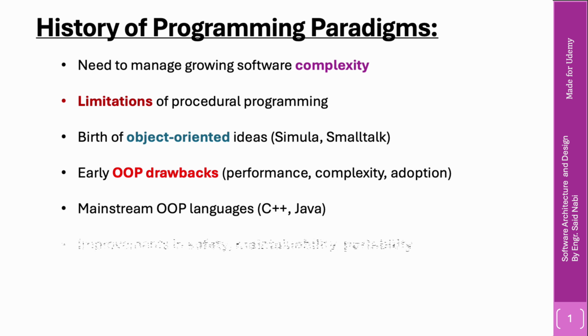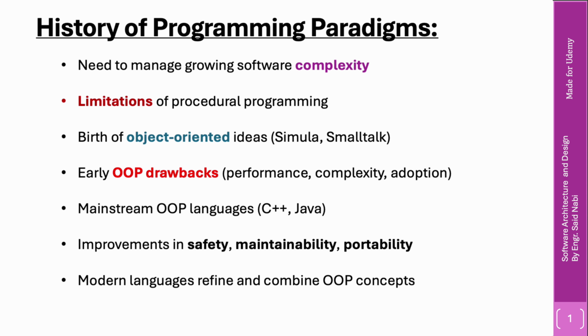Then improvements in safety, maintainability, and portability were introduced by Java, through automatic memory management, stronger encapsulation, and platform independence. So these addressed many of C++'s weaknesses. We traded a little performance for a lot of reliability.